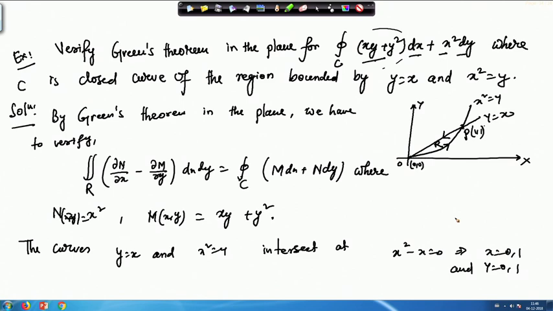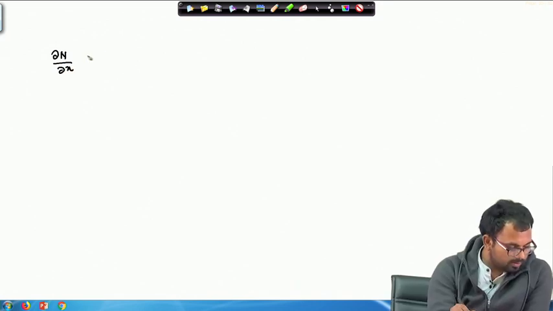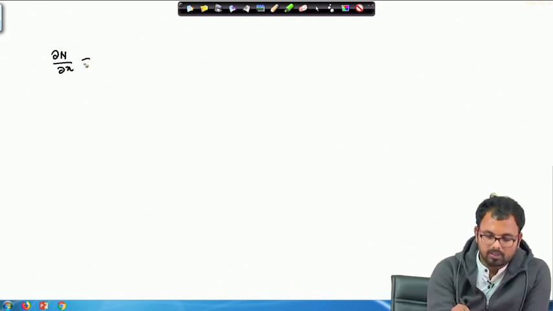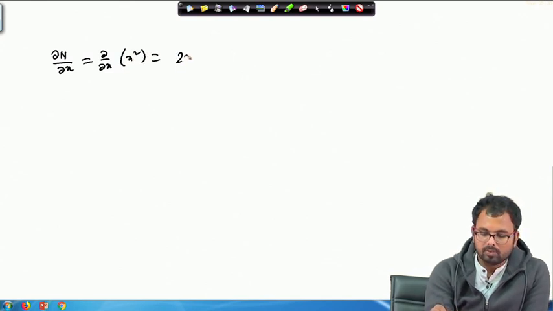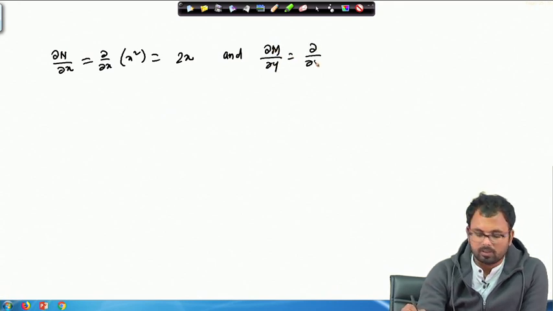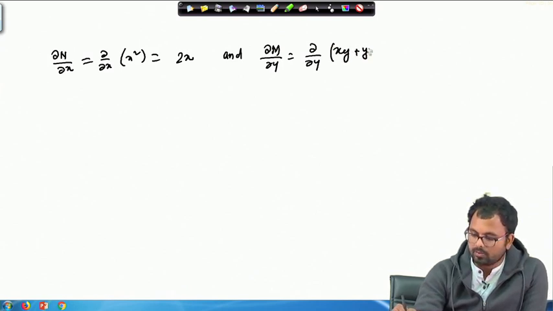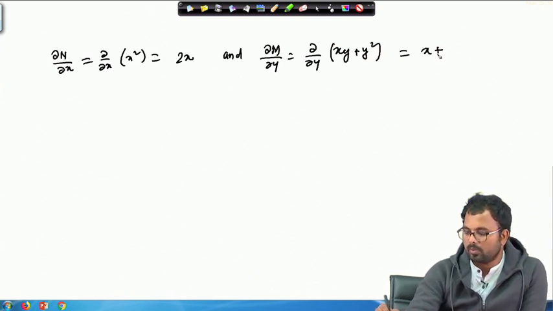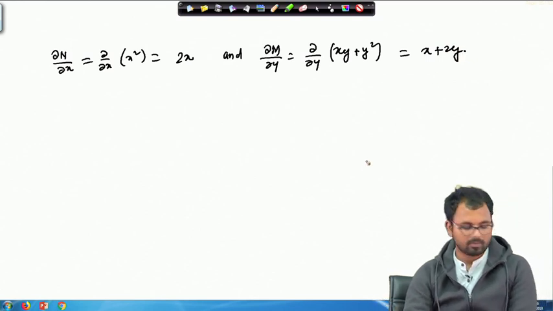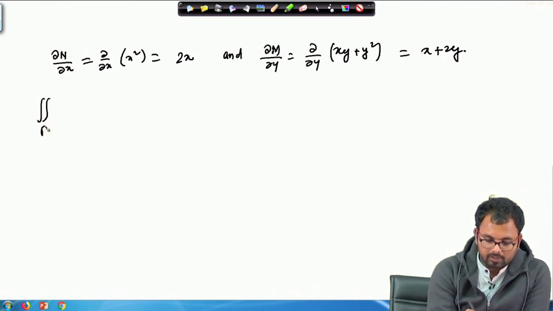All right. So, ∂N/∂x would be ∂/∂x of x squared. So, this is basically 2x, and ∂M/∂y would be ∂/∂y of xy plus y squared. So, this will be x plus 2y. All right. Now, we will calculate the surface integral.